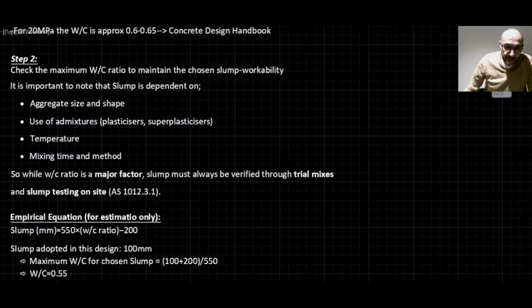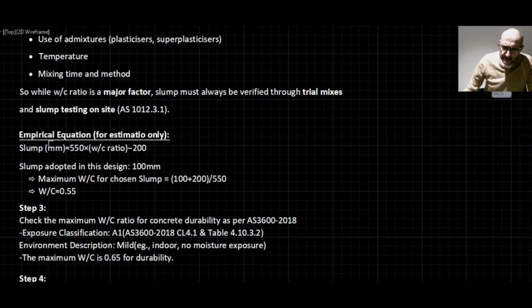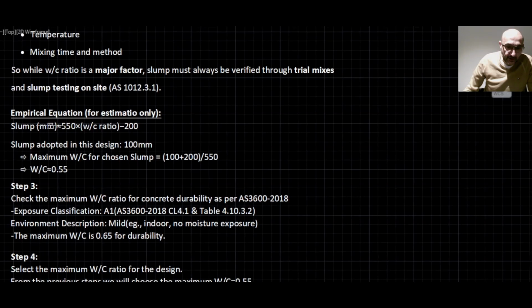Now there is an empirical equation which is really helpful for estimation. I think it's conservative in basic mixes. It is a linear approximation. I use it most of the time, and it gives me a fairly conservative value. The equation is the slump in millimeters is equal to 550 multiplied by, open a bracket, water cement ratio, minus 200.